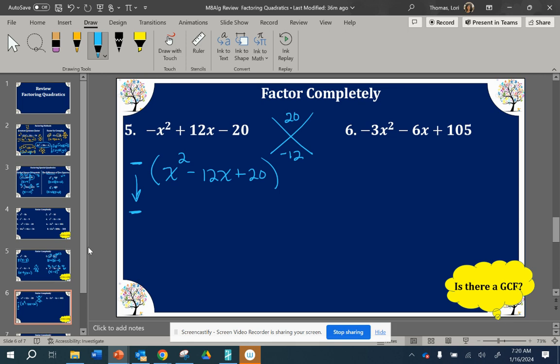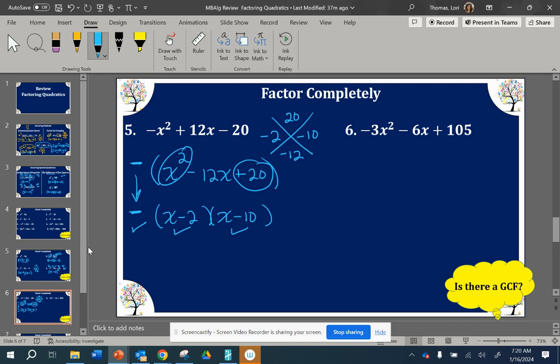And now that our A is 1, we can simply set up x and x. We factored x squared into x and x. And now we're going to factor 20 into -2 and -10. That does give us a positive 20 and a -12 sum. So x minus 2 and x minus 10. You would need to have your negative out front and these two binomials in any order that you wanted to write them.